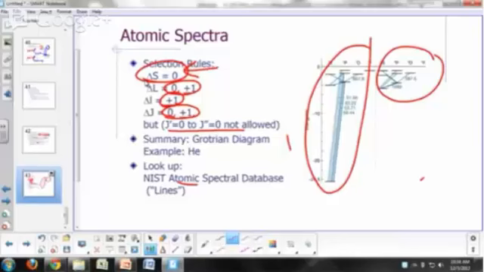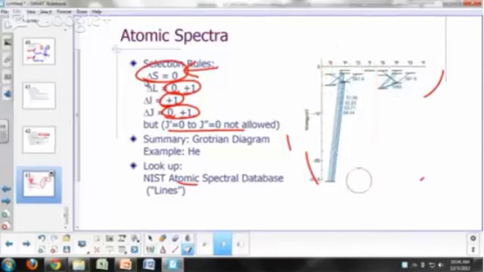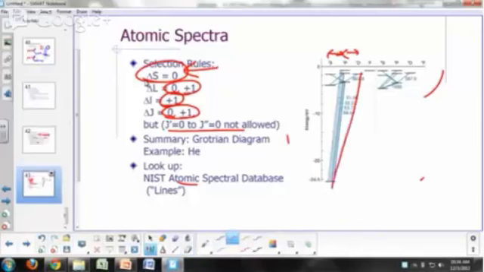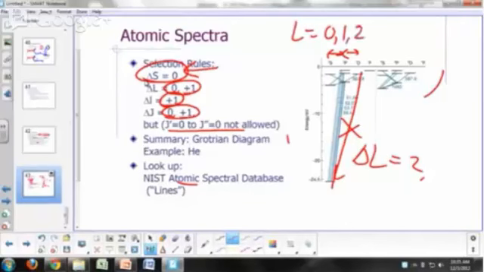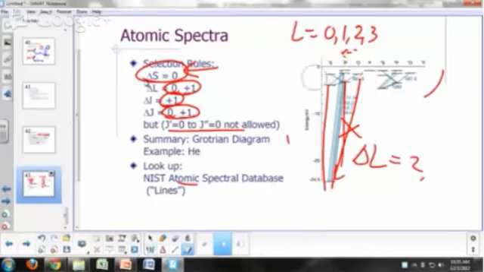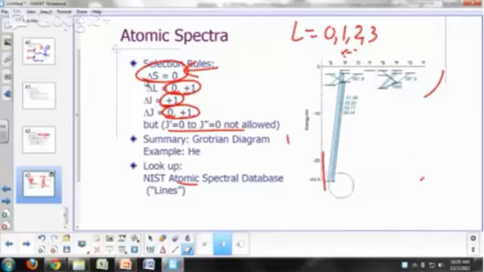And then delta L must be equal to 0 or plus or minus 1. What do you notice about this Grotrian diagram? You can only have transitions between S and P, P and D. You don't have a D to S transition, because that would be a delta L equals 2. Remember, L is 0 for an S term, 1 for a P term, 2 for a D term, 3 for an F term. So you only get transitions in neighboring stacks here.